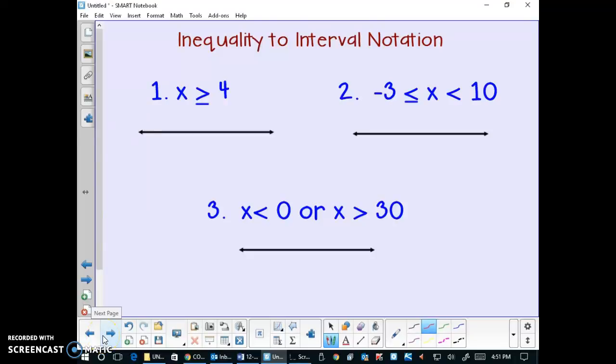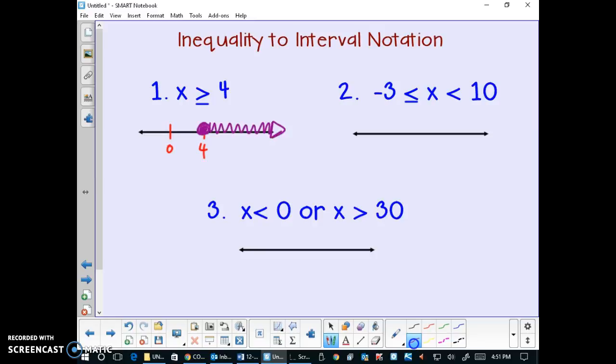Okay, here we are changing from inequality to interval notation. So right now, all three of these problems are in inequality notation. And the easiest thing for me is to visualize it. I think you should graph these every time because it's easier to see. So if we were to graph x is greater than or equal to 4, if I have 0 here, 4 here, we know that's a closed circle shaded to the right.